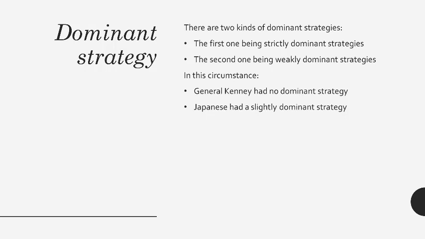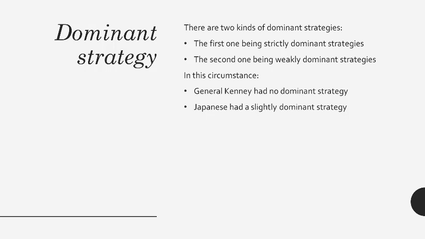The decision. General Kenny has two options: concentrate most of his recon along the north or concentrate most of his recon on the south. The Battle of Bismarck would be considered a simultaneous game as both players have to make a decision at the same time. In this circumstance, General Kenny has no dominant strategy.